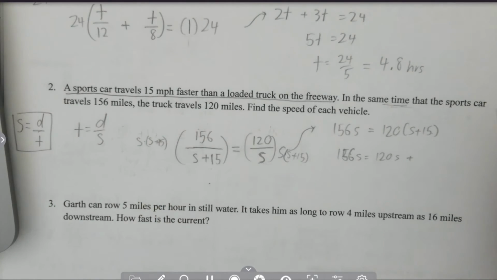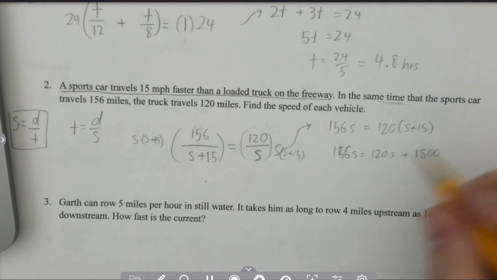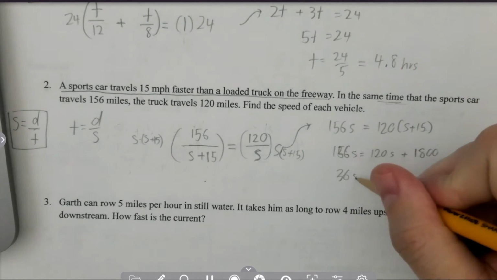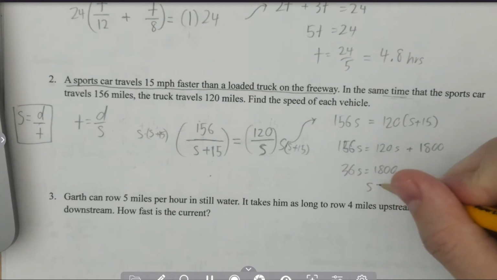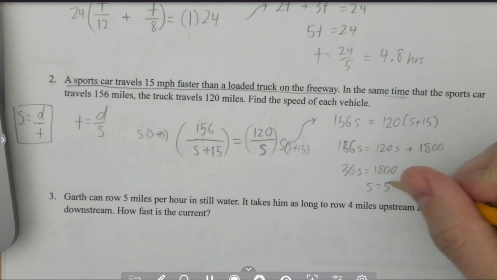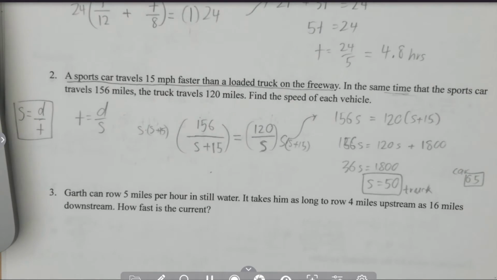Ooh, 120 times 15 should be 1,800. And then, let's see, that'll be 36S equals 1,800. And that is where I give up and rely on a calculator. So it turns out that the speed of the truck is 50, and the speed of the car is going to be 65, 15 miles an hour faster.